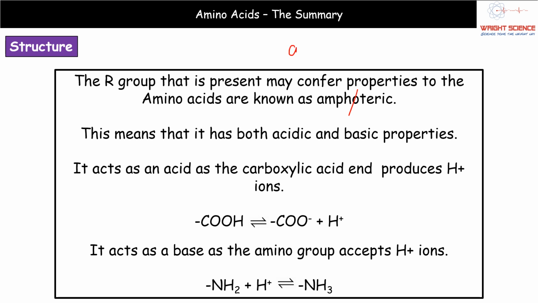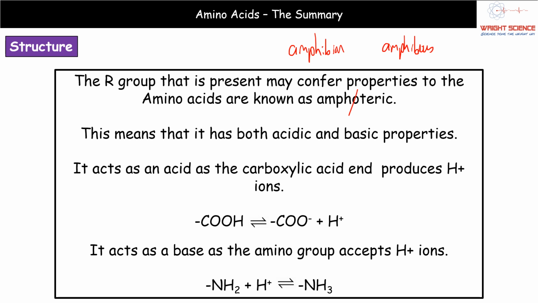Well, you've probably heard of an amphibian. So things like frogs, for example, live on both land and water. You may have heard of those amphibious vehicles that the army use. They can obviously drive on land and they can also basically go across water. So it's that idea of both. And in the case of our amino acids, the amphoteric means that they have both acidic and basic properties.